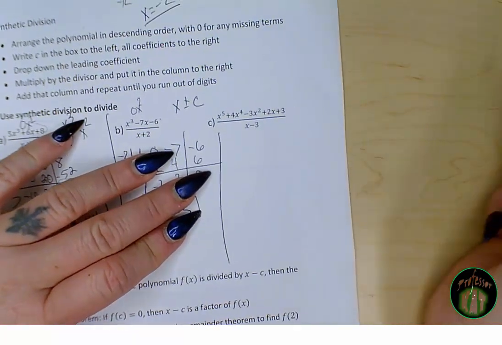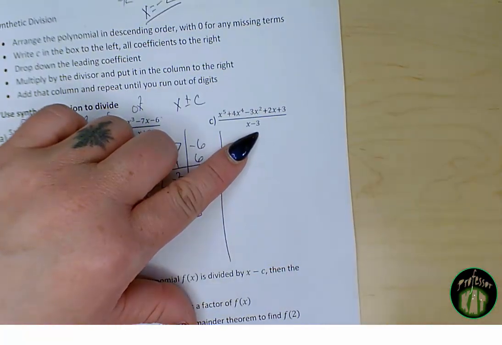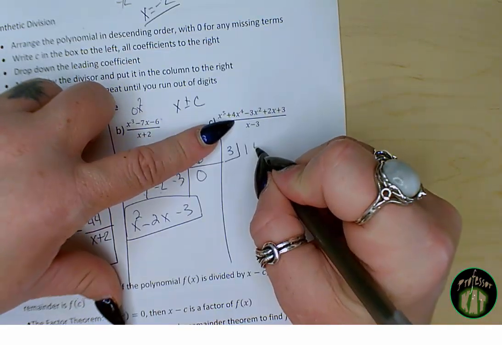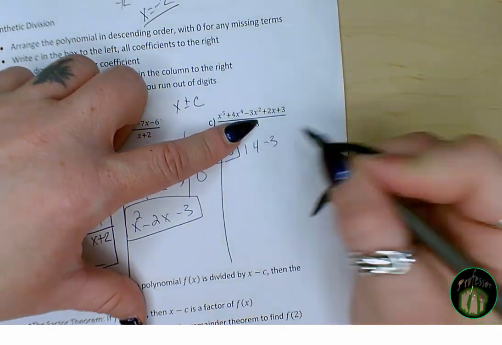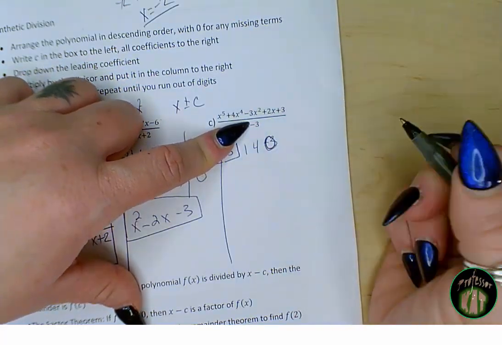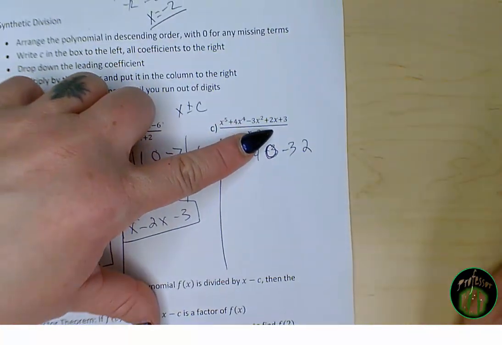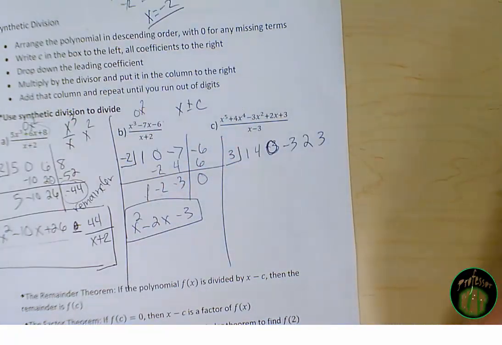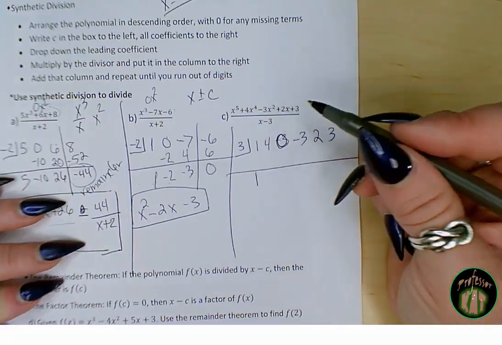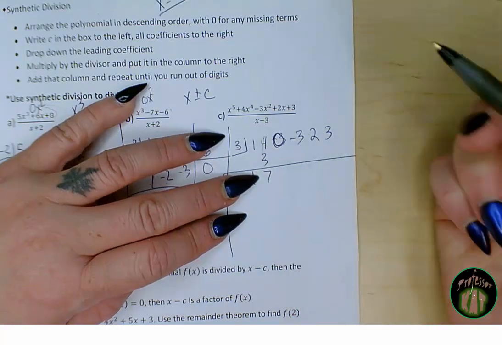Let's try that one more time. If our denominator is x minus 3, the number we are testing is a positive 3. Dropping down your coefficients, 1 for x to the 5th, 4 for x to the 4th, negative 3, oh, actually, I'm sorry, we don't have an x cubed, so that is going to be 0 for x cubed, negative 3 for x squared, 2 for x to the first, and then 3 for our constant. So let's drop down our first number and divide. 1 times 3 is a 3. When we put that on the right and add, we get a 7.